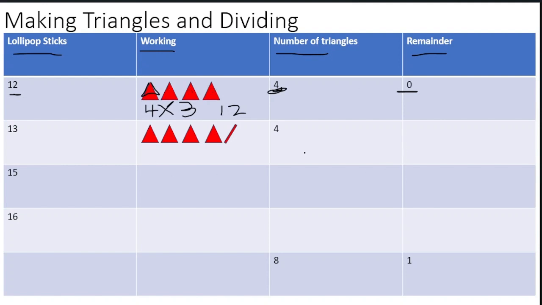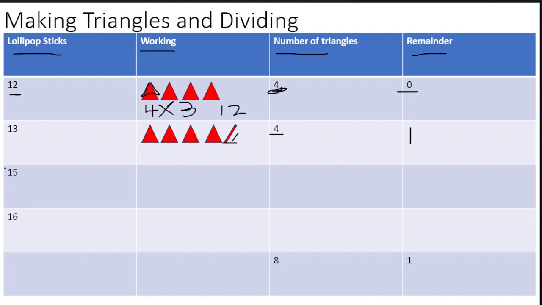So the next one, we're going to have to fill in a little bit of stuff ourselves. We have 13 lollipop sticks this time, and we can see that makes 1, 2, 3, 4 triangles, and we have 1 lollipop stick as a remainder there. So we have 4 triangles, that's correct. We have 4 lots of 3 there. Our remainder is 1, because we just have the 1 lollipop stick that's left over. So we're just going to put a 1 in that box.